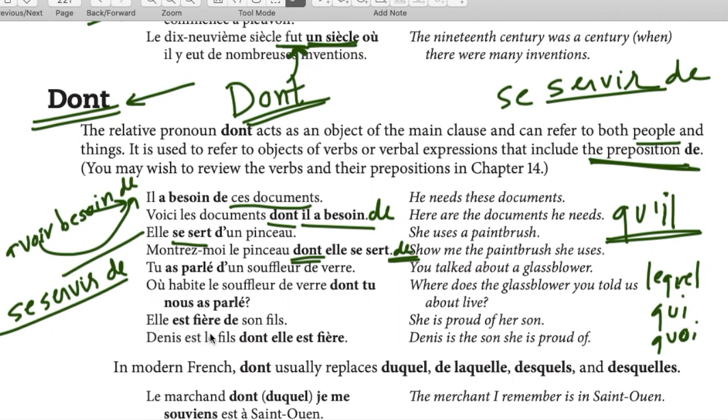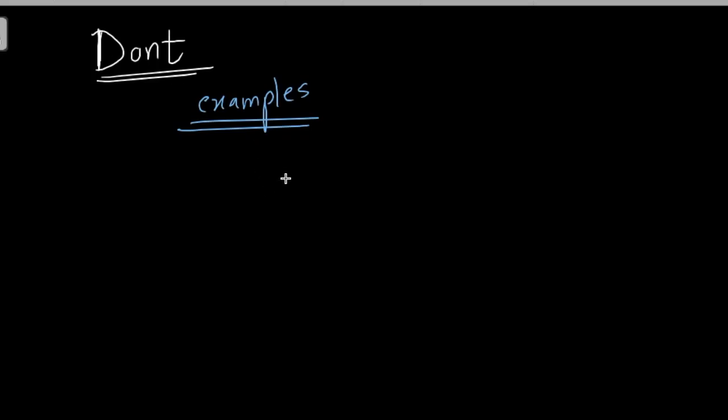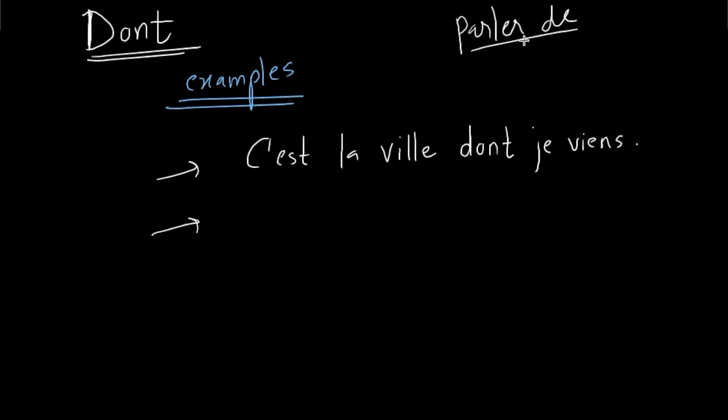Elle est fière de son fils. She is proud of her son. Voici le fils dont elle est fière, because the verb is être fier de, to be proud of. C'est la ville dont je viens. Nice. You know this pattern, right? Verb plus de. Give me more verbs. Parler de. Décider de. Oublier de.